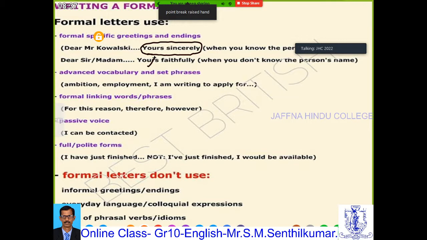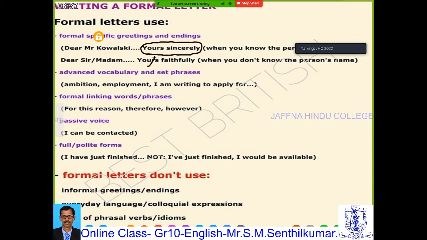We also use advanced vocabulary. Here, see it, ambition, employment. I am writing to apply. You are going to apply for the job. How to write? I am writing to apply for the post of, like that. Don't write, I like this job.